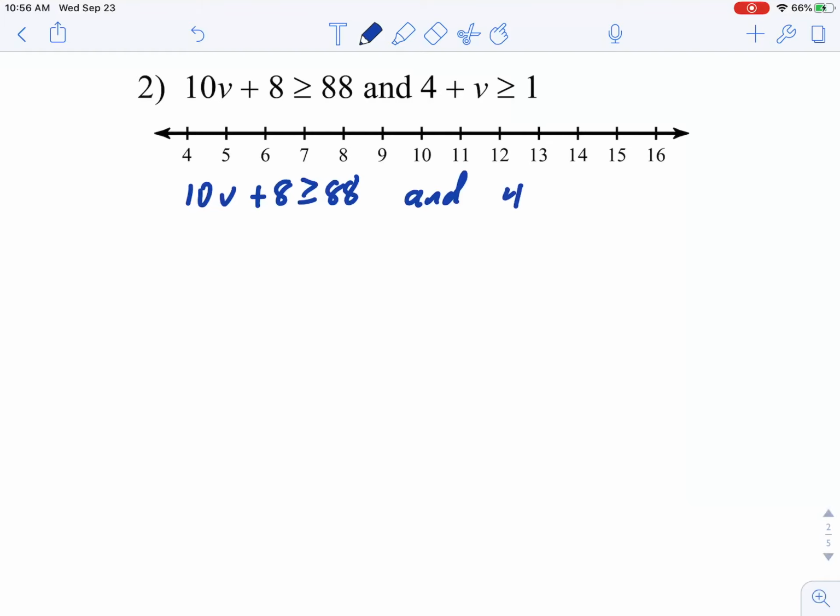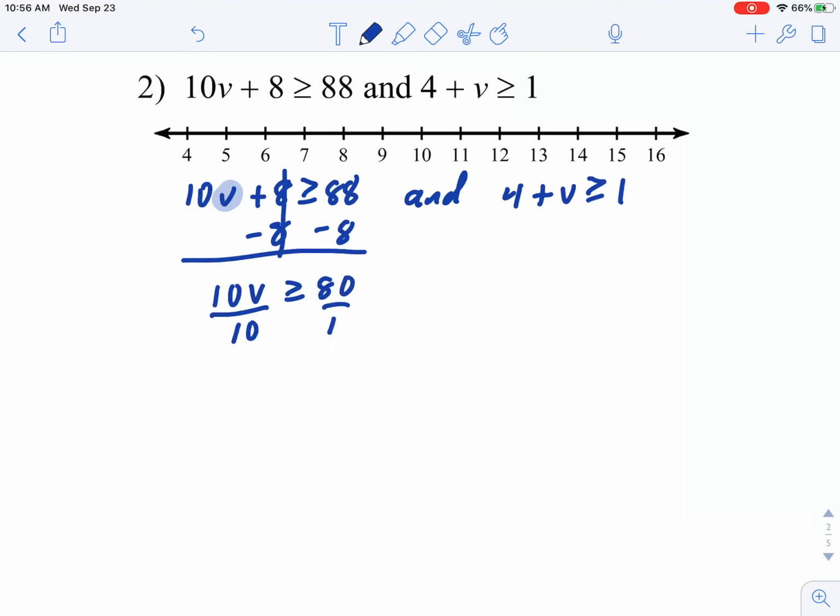Notice this one is not in that special notation, and you cannot make it in the special notation. We just have to work it out the way it is for now. Maybe when it's done, we can put it in the special notation. We'll see. So the first one, we want to isolate this v, so I'm going to start by subtracting 8 on both sides. 10v greater than or equal to 80. Divide by 10. V is greater than or equal to 8.